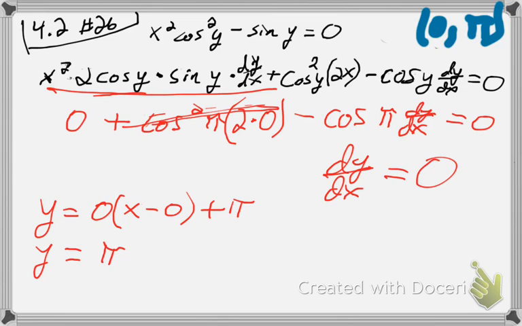And then your normal line will have to be the line that goes through the point 0, pi. But instead of being horizontal, having a slope of 0, it'll have to have an undefined slope. It'll have to be a vertical line. So your normal line would be x equals 0, because it's got to go through that point 0, pi. And I think that's it for number 26.